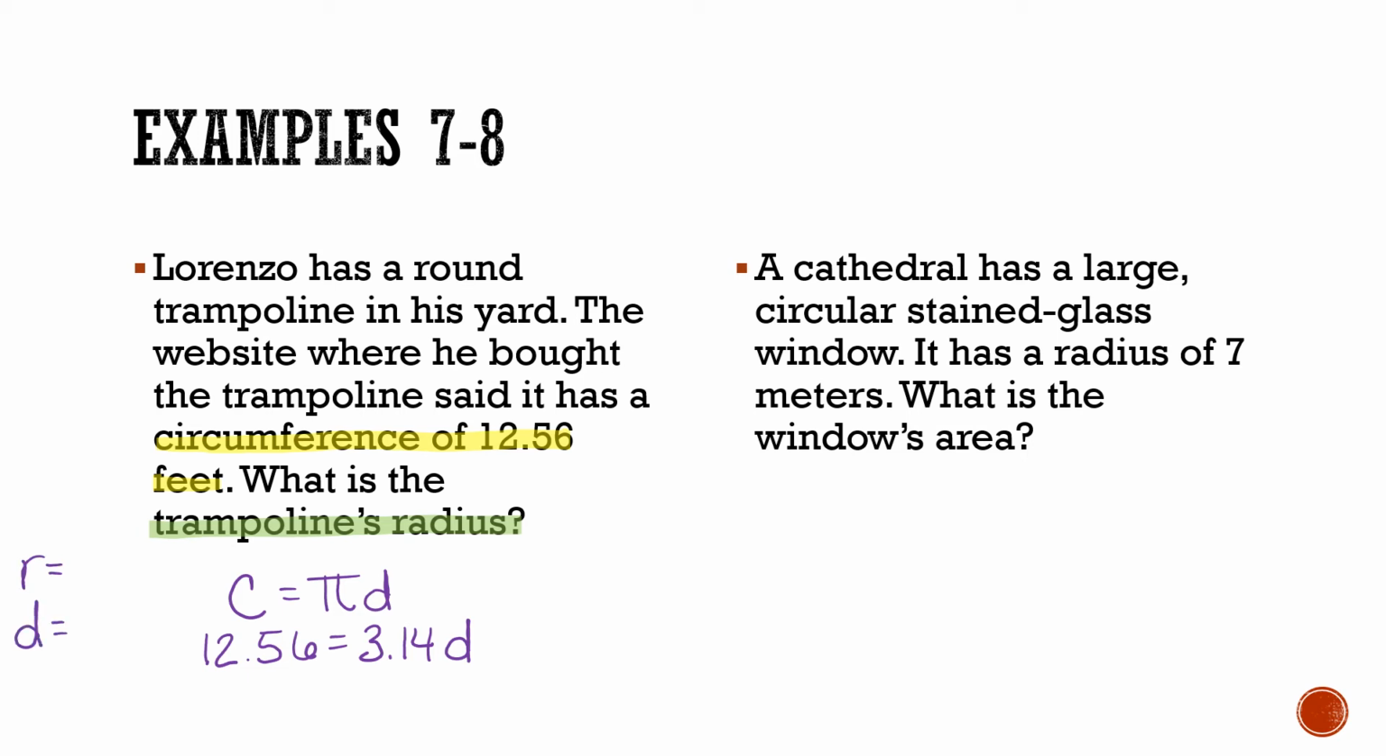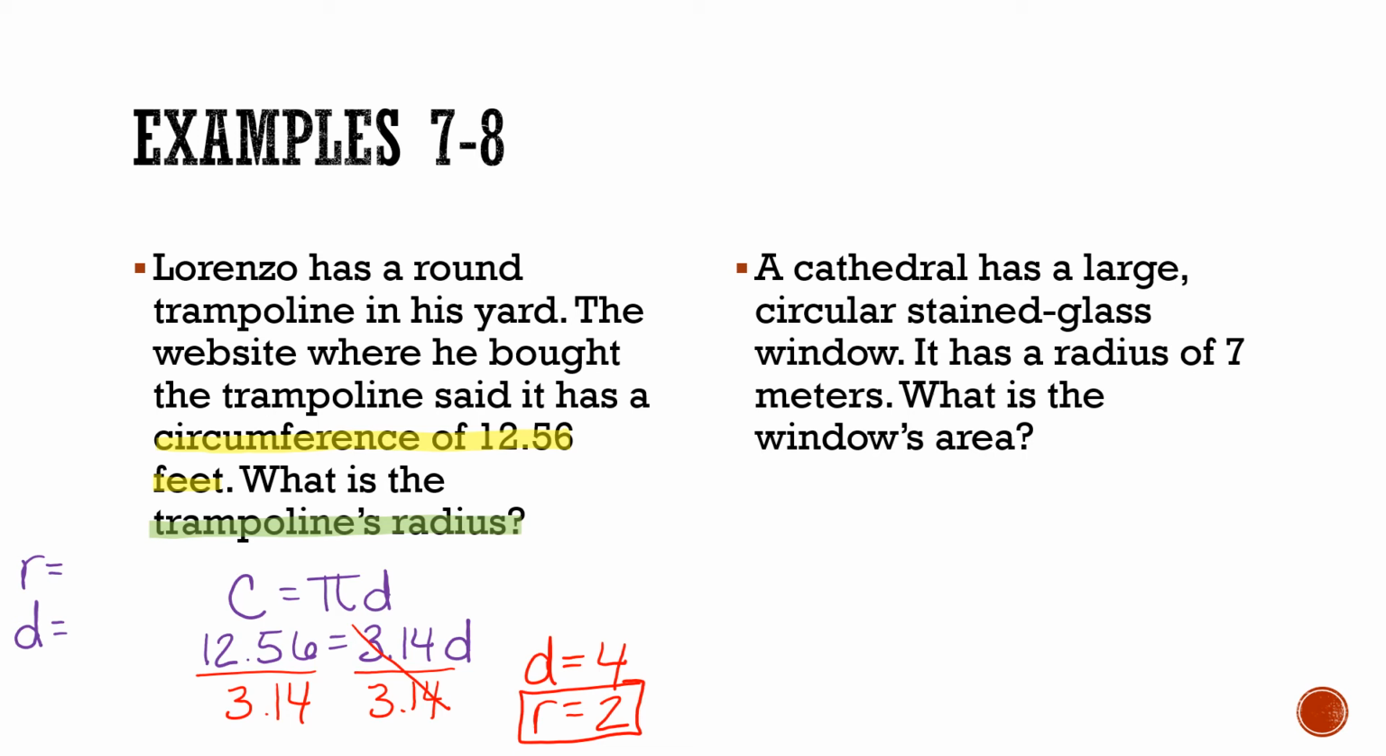Okay, so this is a one-step equation where we're trying to isolate our variable d. So to get the variable d by itself, we're going to divide by 3.14 on both sides of our equation. So we're going to do 12.56 divided by 3.14, which gives us 4. So that means our diameter is 4. Okay, so if our diameter is 4, and our question is asking us for our radius, we know that radius is half of our diameter, which would be 2. So the trampoline's radius would be 2 feet.